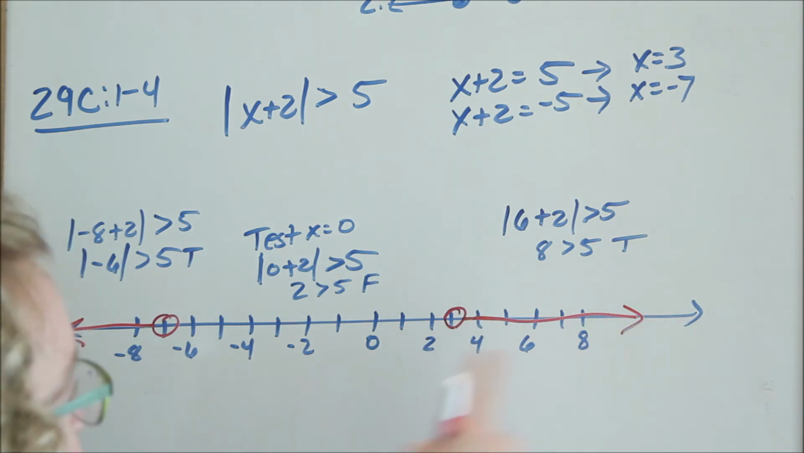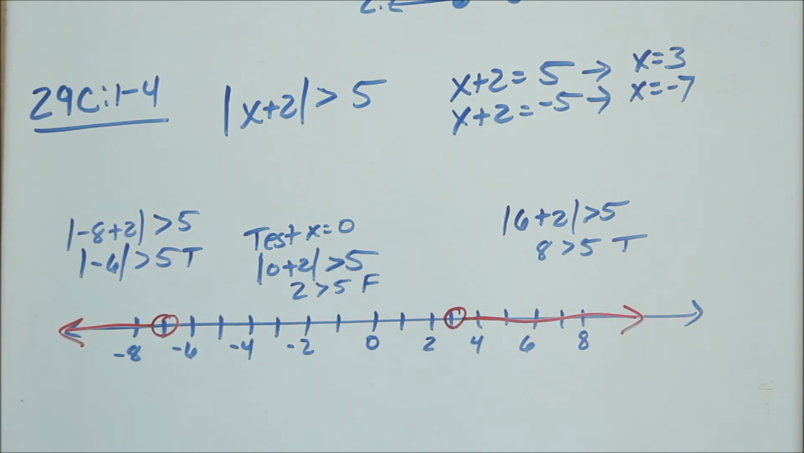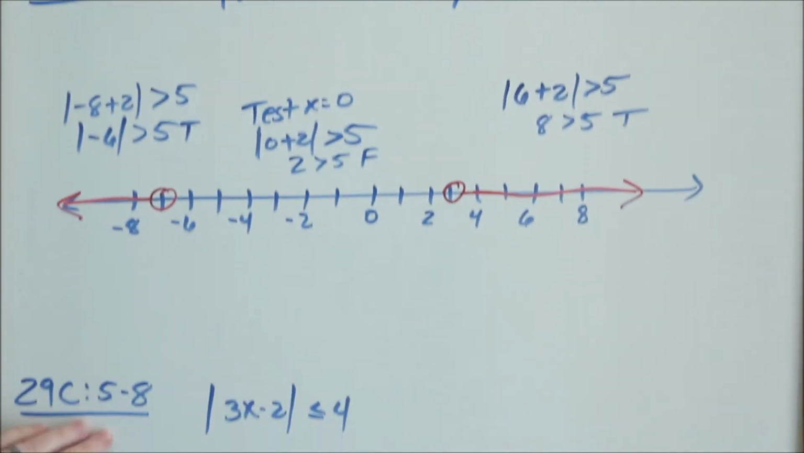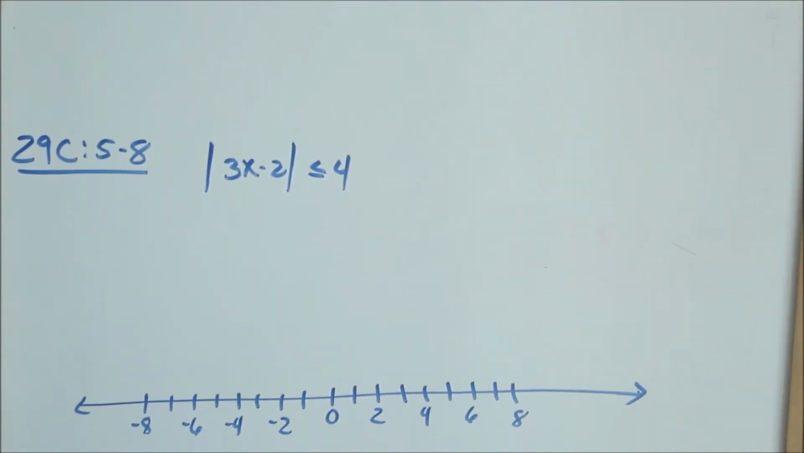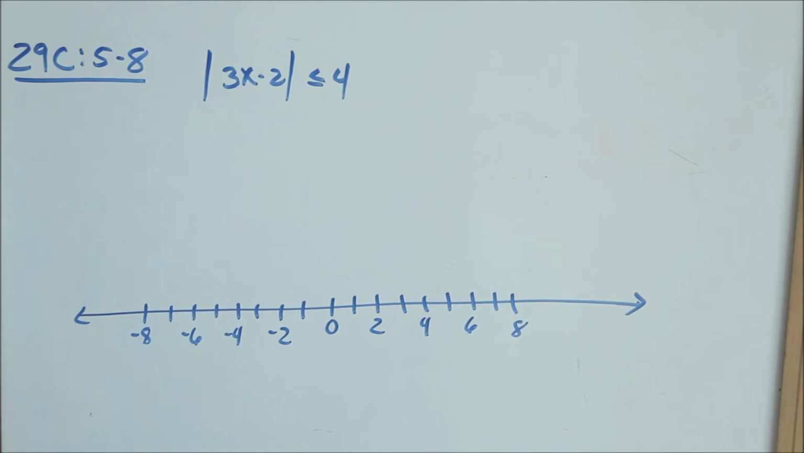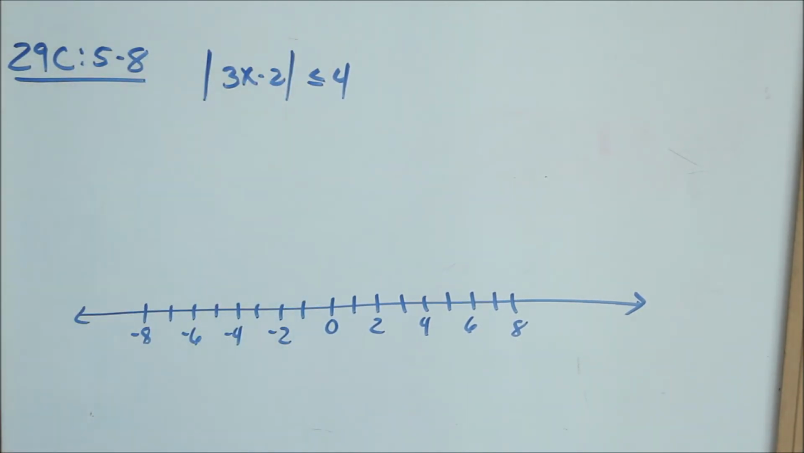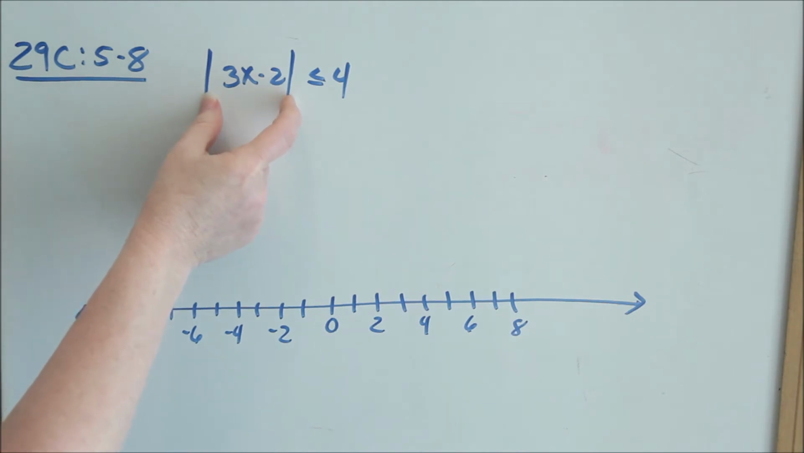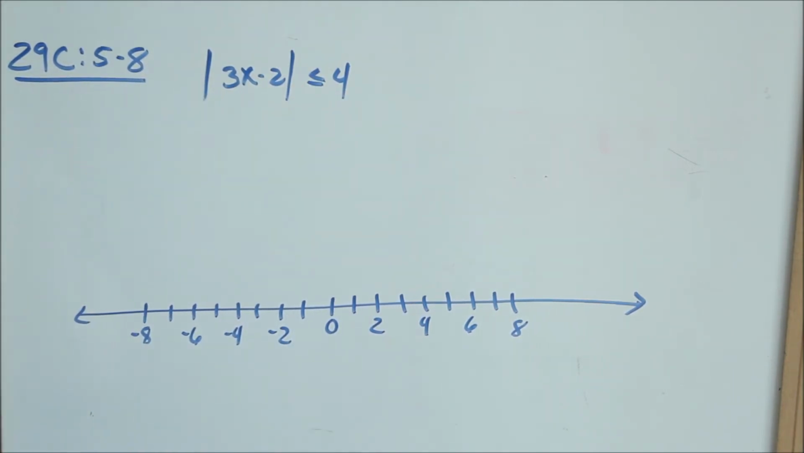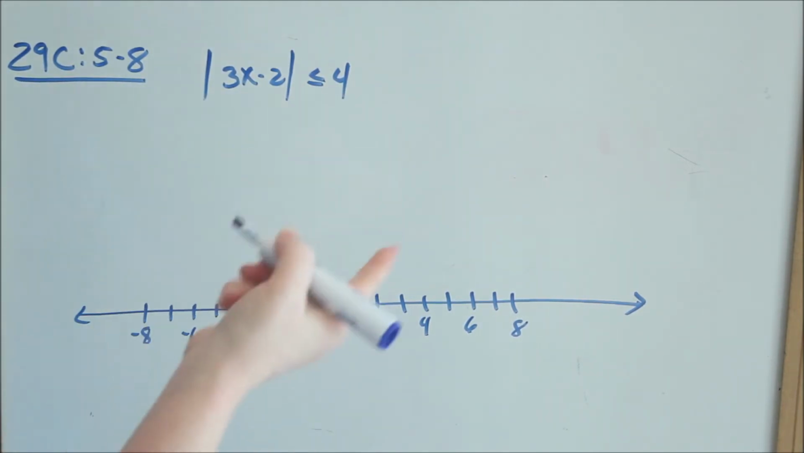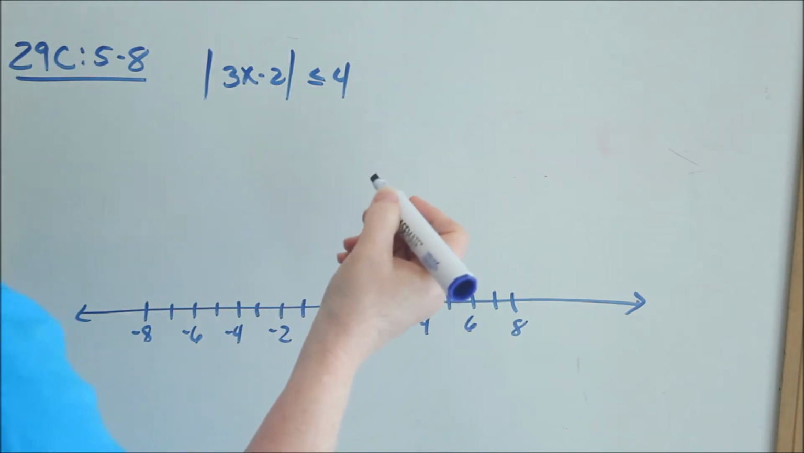So this is what your solutions should look like. Now let's look at 29C, 5 through 8, and pretty much everything that I just did answered all those questions in the book. Okay, so looking here, you want to make sure you have absolute value on one side and a number on the other side. When you have that, you get two solutions for x just like you did for last lesson.